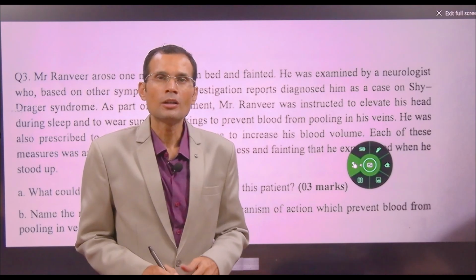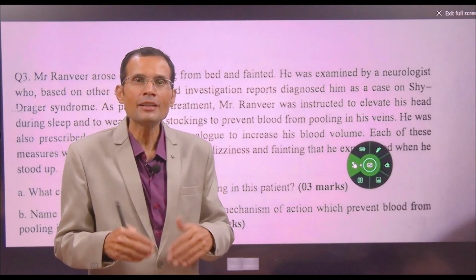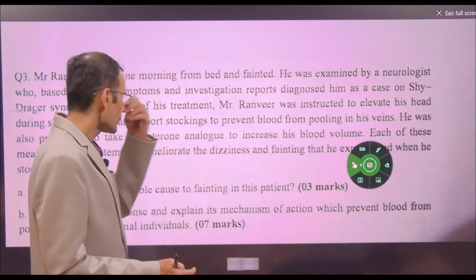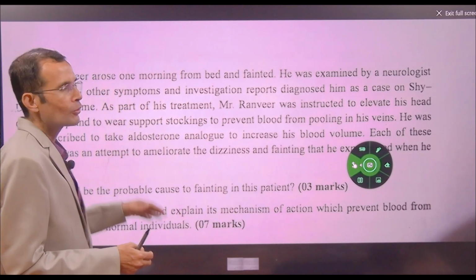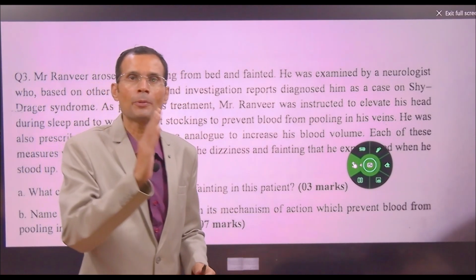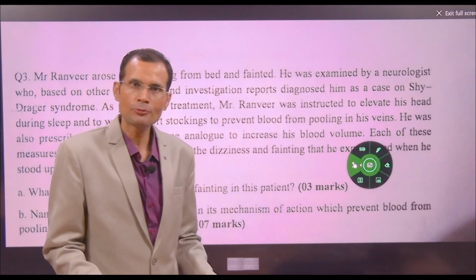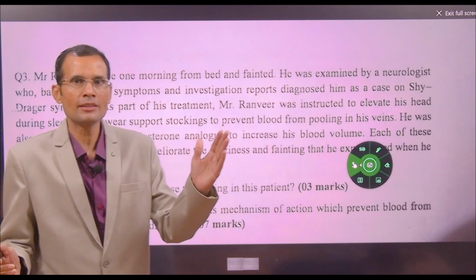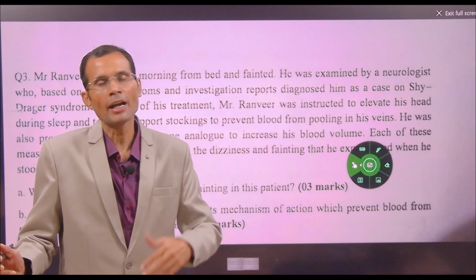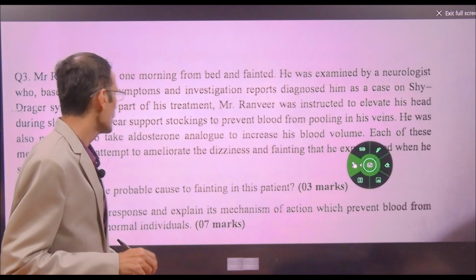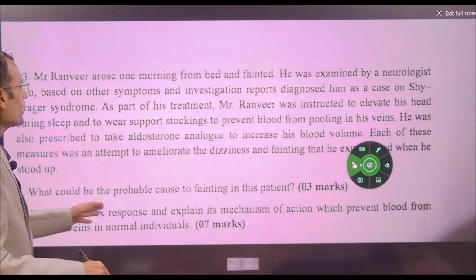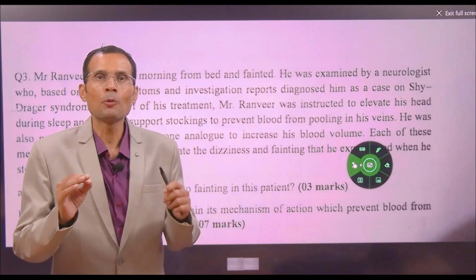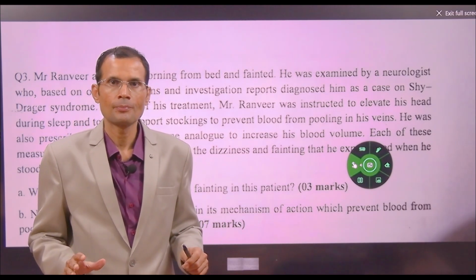See, they have unnecessarily increased the jargon, use of words to scare you. The only important part was that he comes to upright posture and faints. That is because blood pressure decreases when you stand up and cerebral blood flow decreases. So the questions are, what could be the probable cause of fainting in this patient? This is called as postural hypotension.